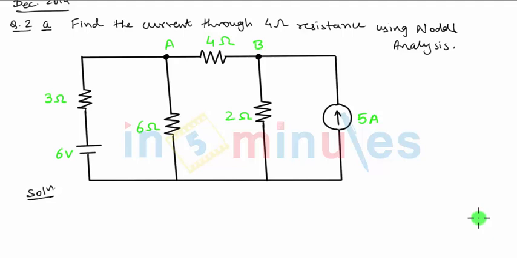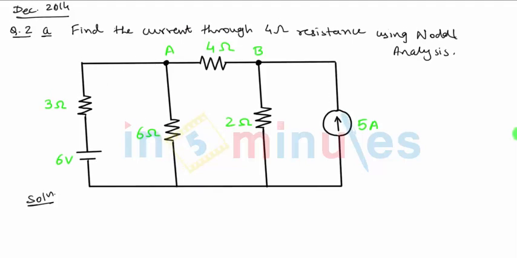In this video clip, we will discuss one question from December 2014 paper. Question number 2A was based on nodal analysis. The question says find the current through 4 ohm resistance using nodal analysis. Whenever the approach or the method of analysis is mentioned, we have to stick to that particular method and solve that particular question. So in this case, we are going to use nodal analysis and find out what is the current through 4 ohm resistance.